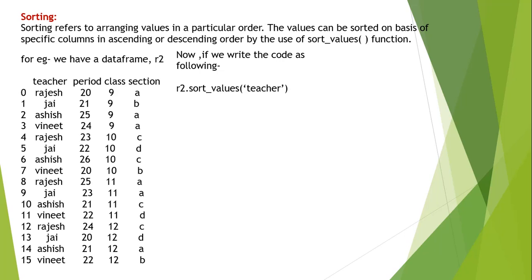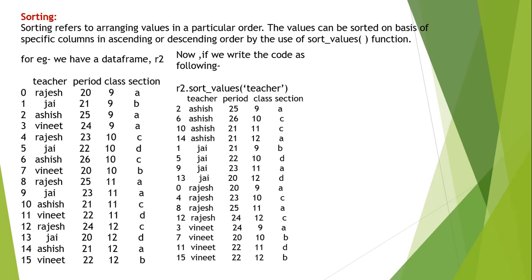What we are going to do here is sort this data frame according to the teachers. In the teachers, the names are Rajesh, Jay, Ashish, Vineet. So accordingly, the sort has to be done according to the names of these teachers. Obviously A comes first, so the first entry will be Ashish, then Jay, then Rajesh, and then Vineet. Now let's see.